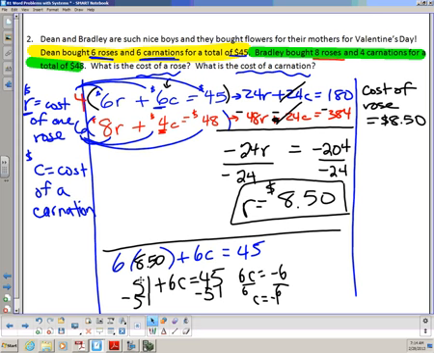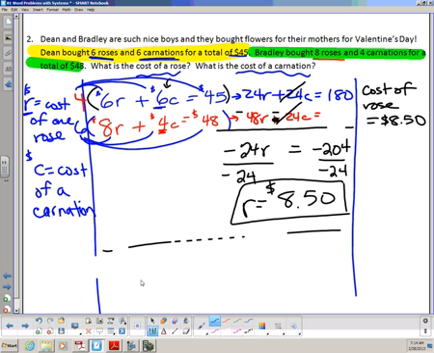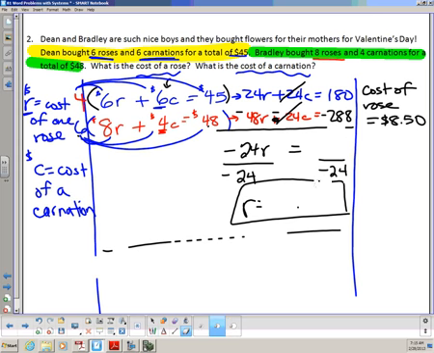I'm going to erase this. And I made a mistake that's easily fixable. The mistake I made was I multiplied wrong in my head. So that's what happens when you do stuff in your head. This should have been 6 times 48 is 288. So we get negative 288 there, and we'll fix this up. So 180 minus 288 is negative 108. Divide that by negative 24.